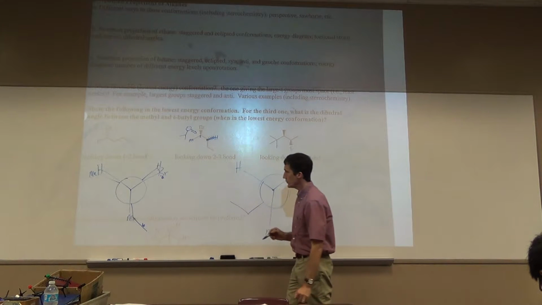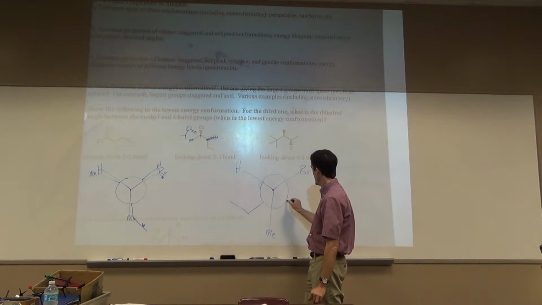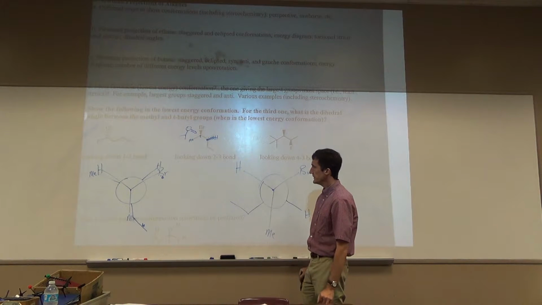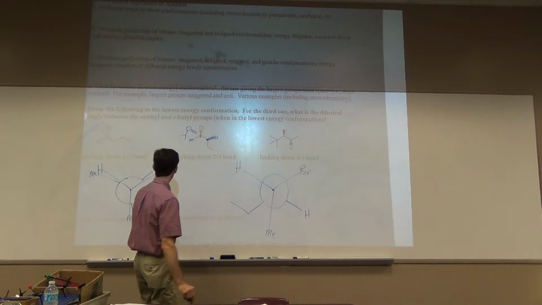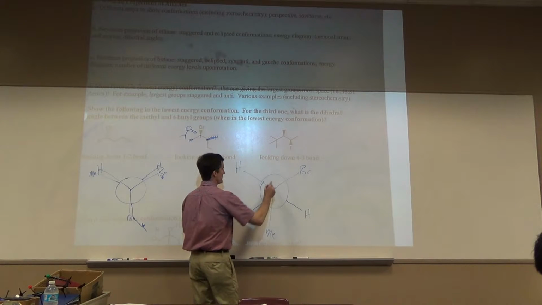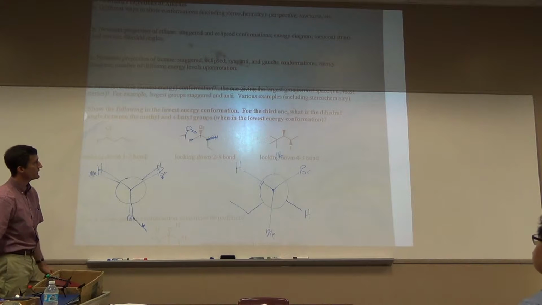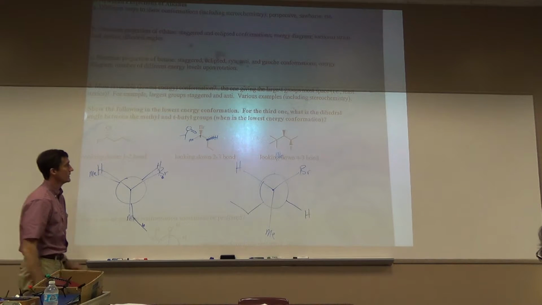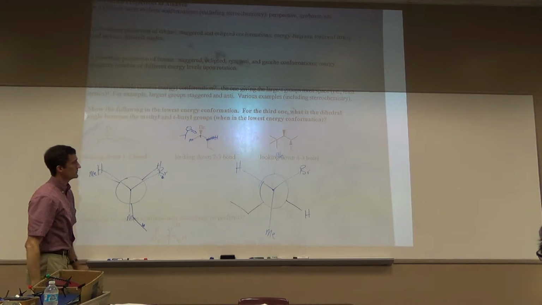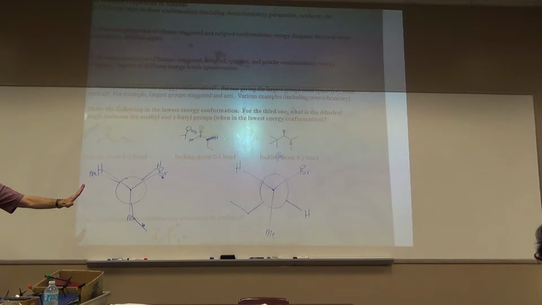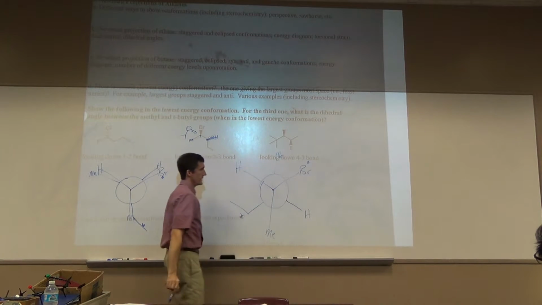If the ethyl's there, where is the back H now? Back H should be there. Back methyl straight up. There's actually a methyl on the front carbon and a methyl on the back carbon. Here's the methyl on the front carbon. There's the methyl on the back carbon. Here you go. You got your big groups anti.